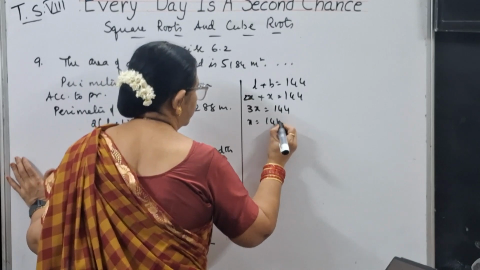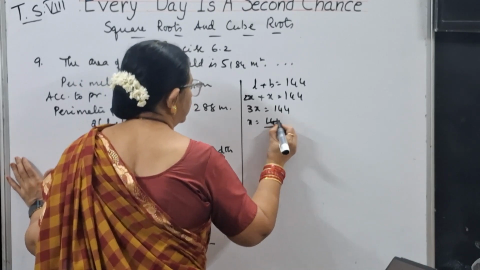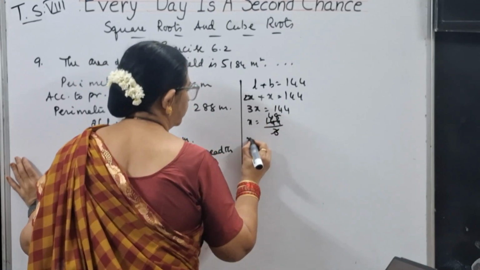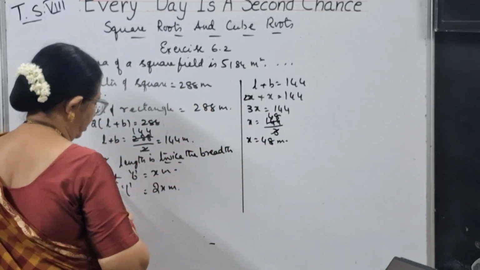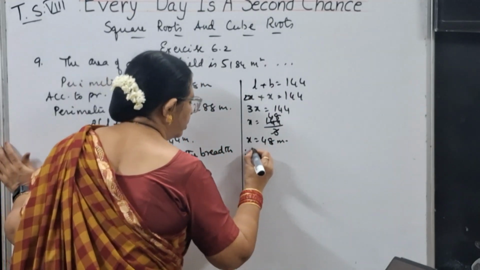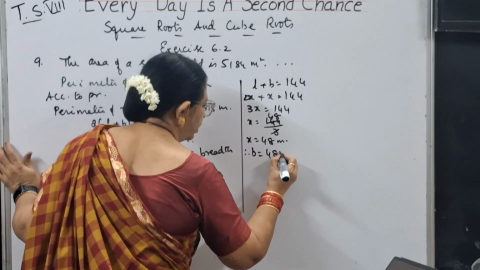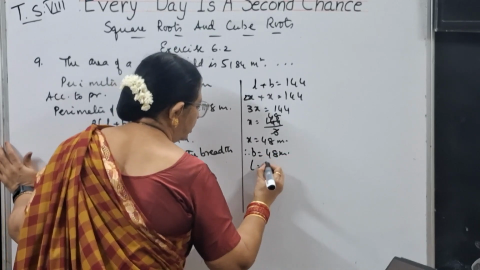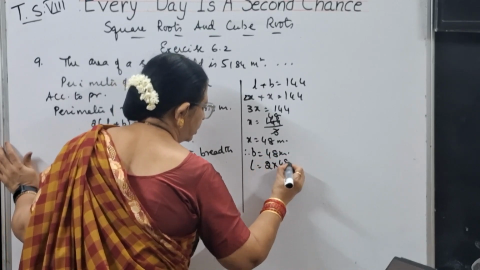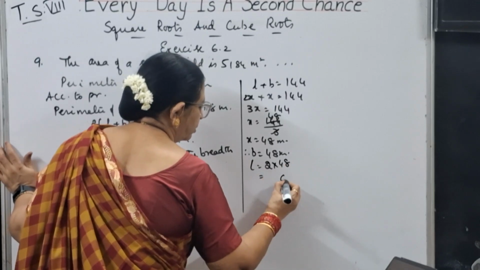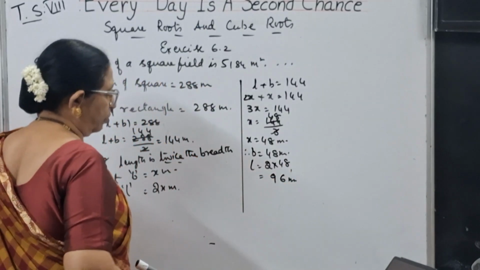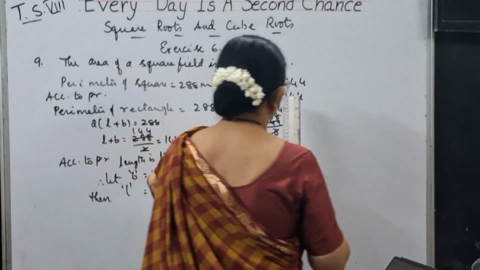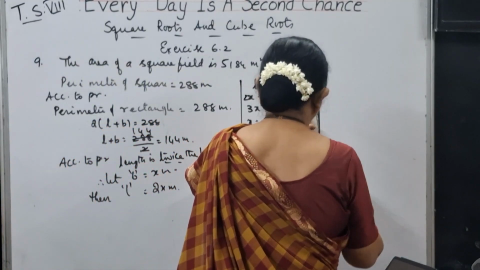x is equal to 144 by 3. 3 fours are 12, 3 eights are 24. So x is equal to 48 meters. What is x? x is breadth. Therefore, breadth is equal to 48 meters and length is equal to twice 48. So how much you are getting? 2 8s are 16, 2 4s are 8, 1 9, 96 meters. So length and breadth are there. Now we need to find out area.